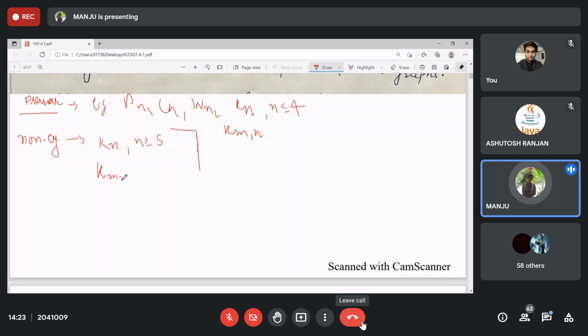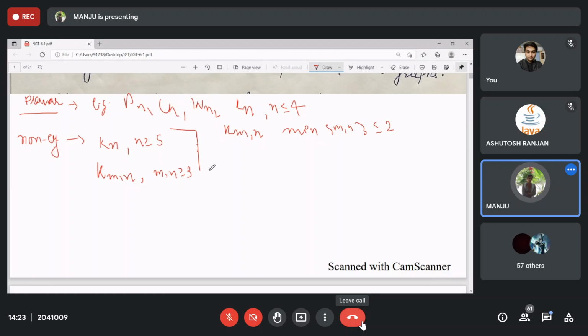So Kmn is non-planar for m and n both greater than or equal to 3. Or you can just say minimum of these is greater than or equal to 3, right? So it will be planar if minimum of m, n is at most 2, right? The minimum should be at least 1 and at most 2, right?